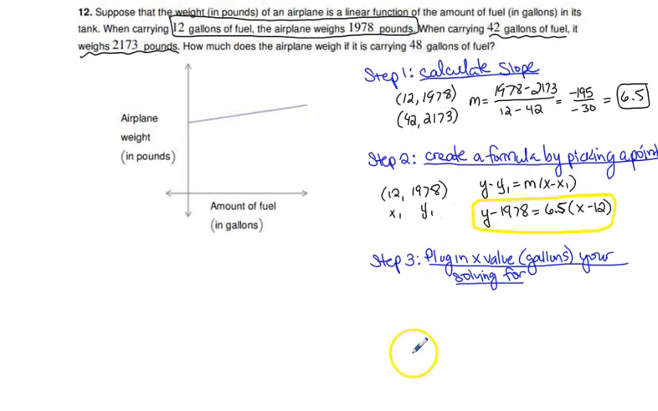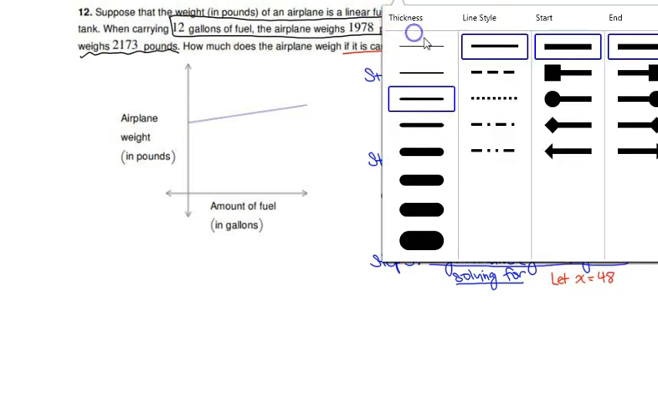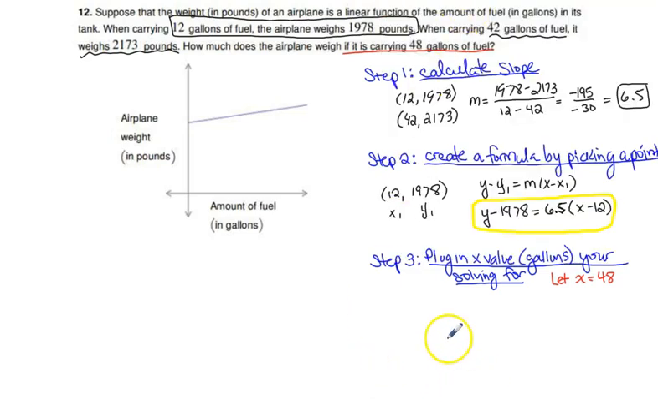Final step. Plug in the x value you're solving for. So the question asked me, how much does the airplane weigh if it's carrying 48 gallons of fuel? So I'm going to let x equal 48 in that formula that we just made. From here, if you feel comfortable, go ahead and click pause and see if you can do it on your own.